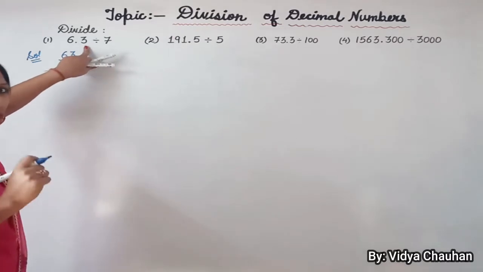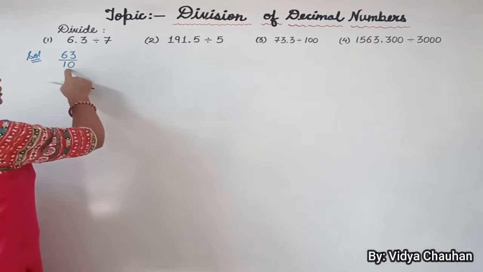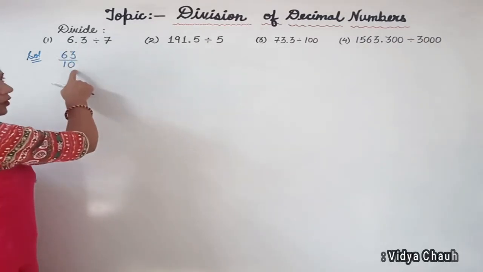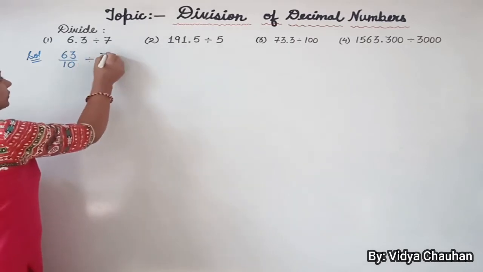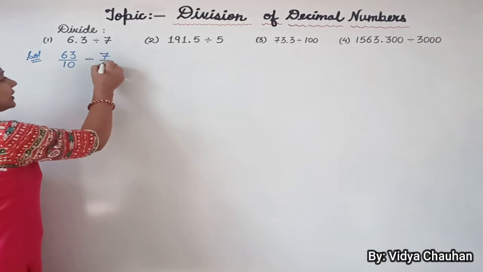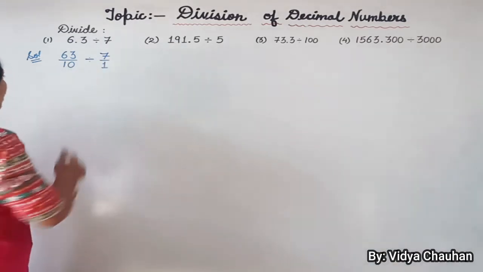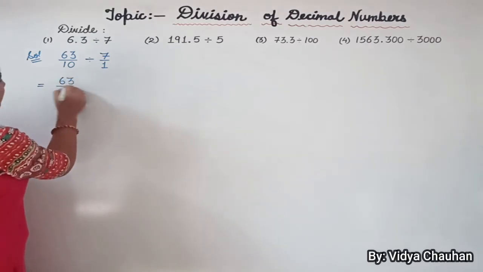Since we have already learned how to convert a decimal number into its fraction, 6.3 can be written as 63 upon 10. Then divided by 7. Can I write 7 as 7 upon 1? Correct? Okay. Now in the next step, it will become 63 upon 10.